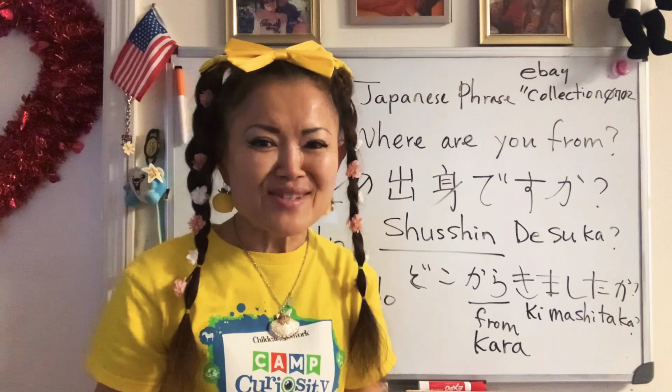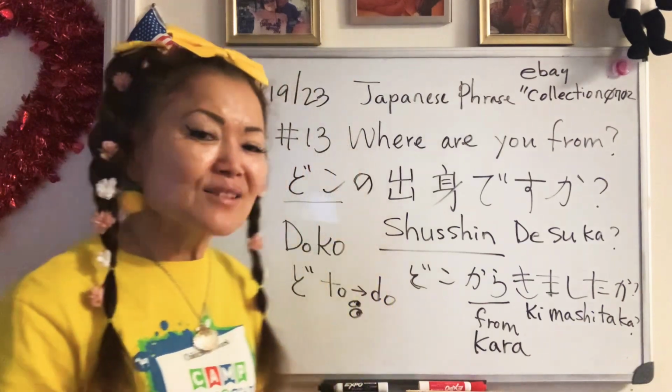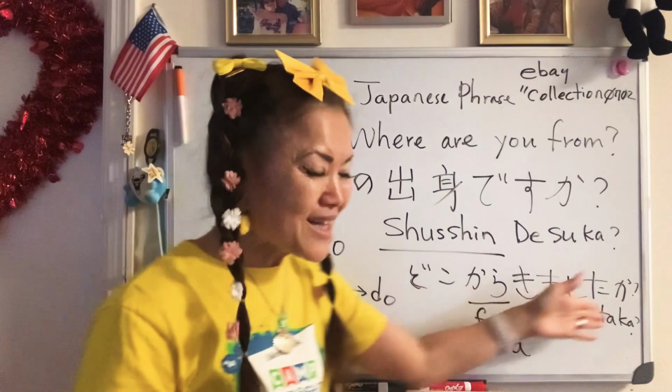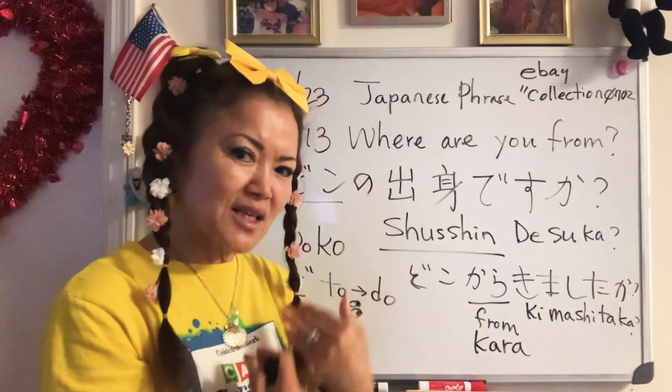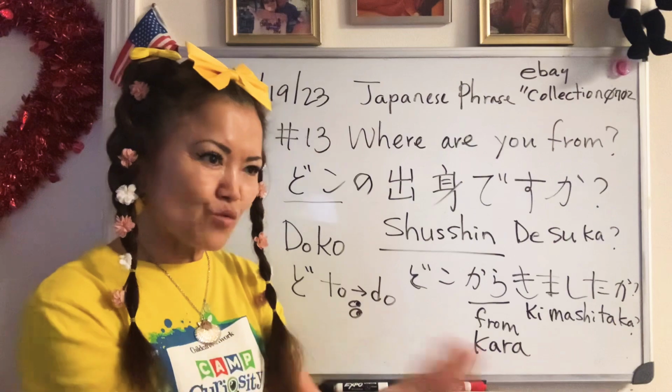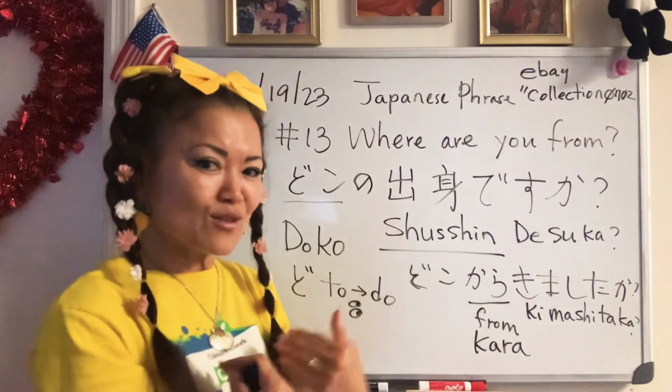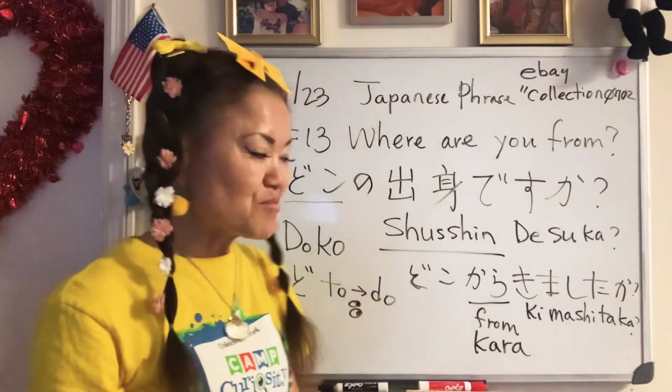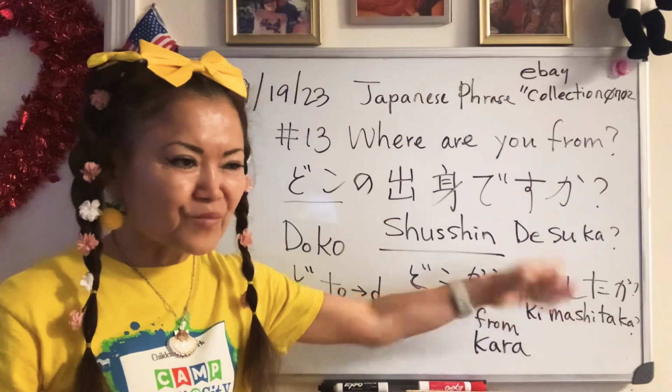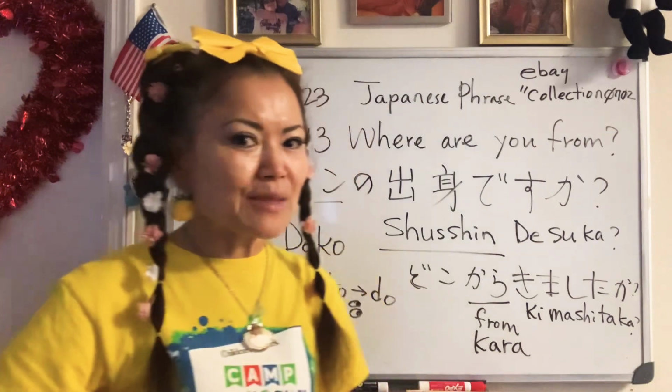Kara is from. So doko kara, where from? Kimashita ka. Kimashita means to come, kuru, this way. Iku means go. Alright? Kuru, iku. Please remember. So, doko kara kimashita ka? One more time, please. Doko kara kimashita ka? Marisa, good job. Doko kara kimashita ka? Michael, good job too. Doko kara kimashita ka?